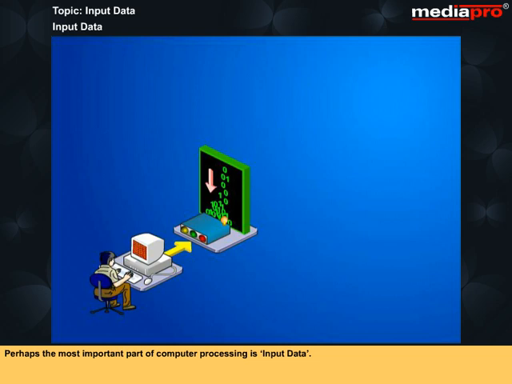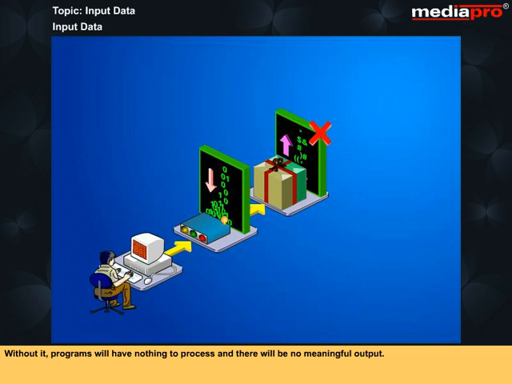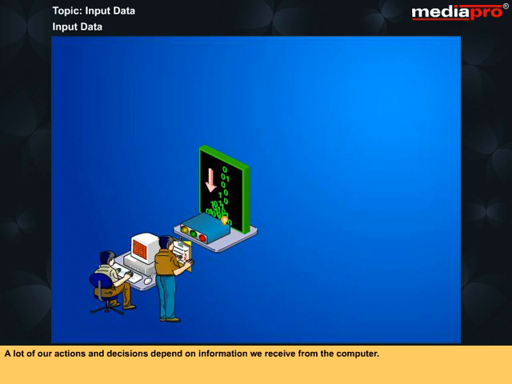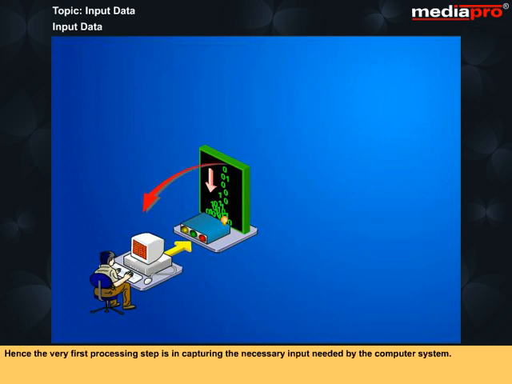Perhaps the most important part of computer processing is input data. Without it, programs will have nothing to process and there will be no meaningful output. A lot of our actions and decisions depend on information we receive from the computer. Hence, the very first processing step is in capturing the necessary input needed by the computer system.